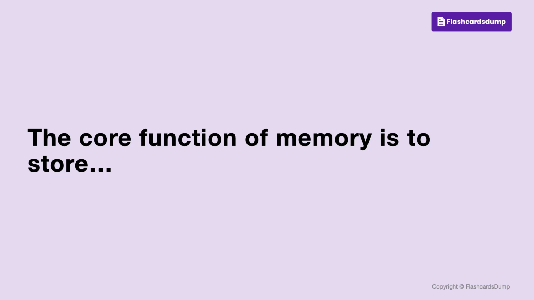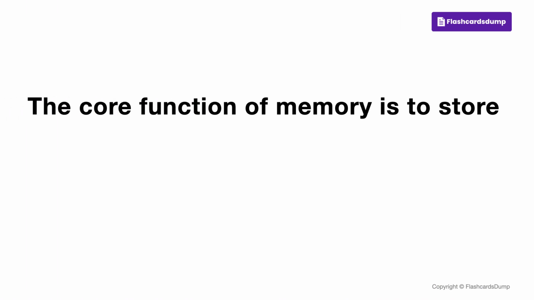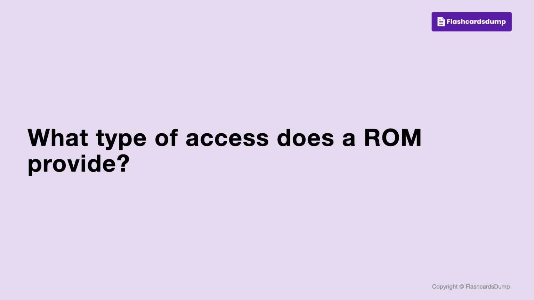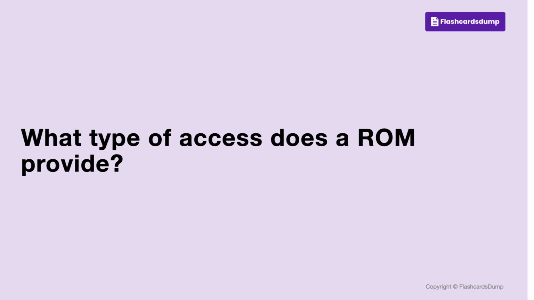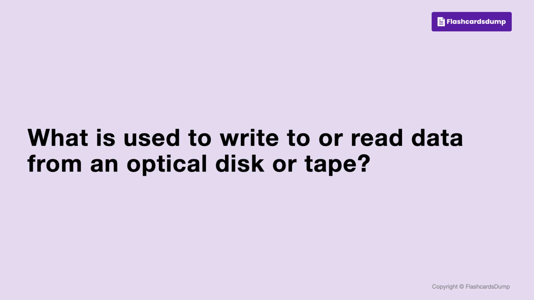The core function of memory is to store instructions, data, and information. What type of access does a ROM provide? A ROM provides random access. ROM is random access in nature, which means the CPU can randomly access any location within the ROM.